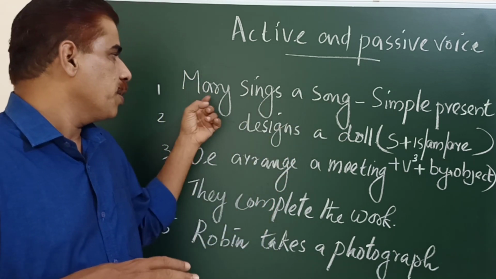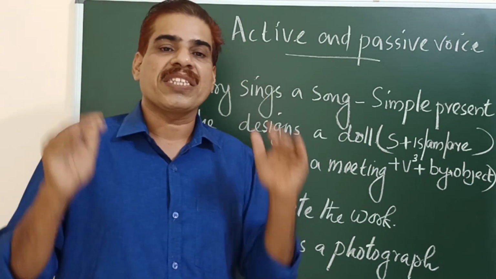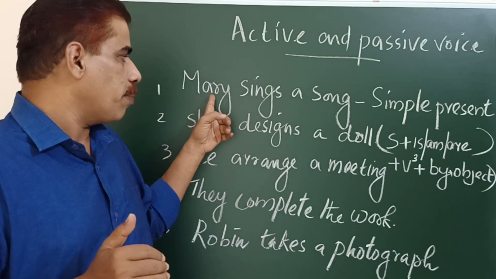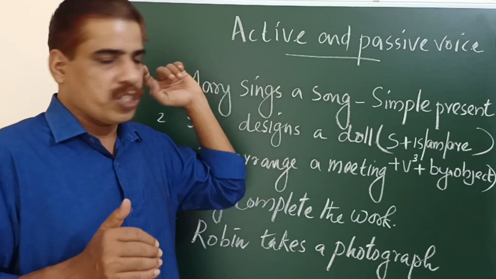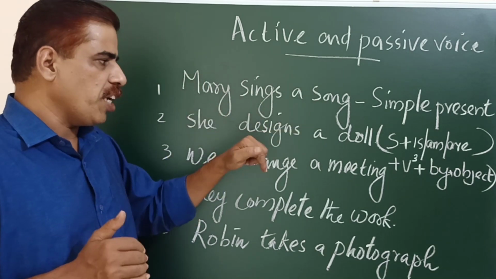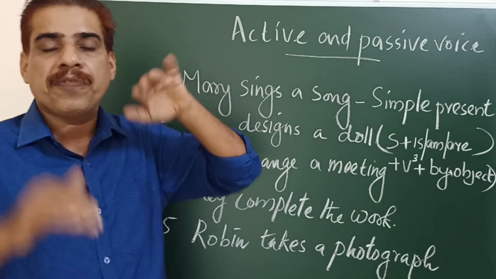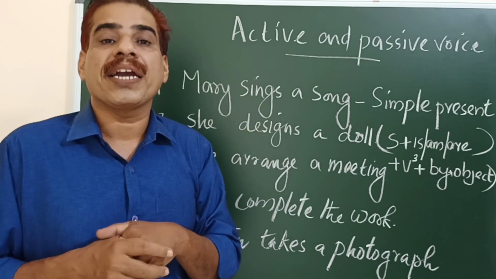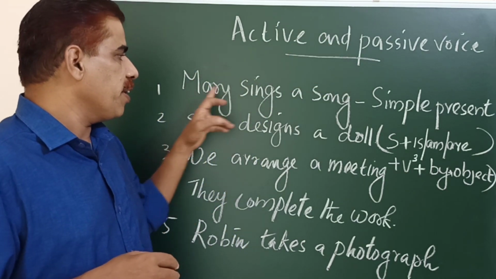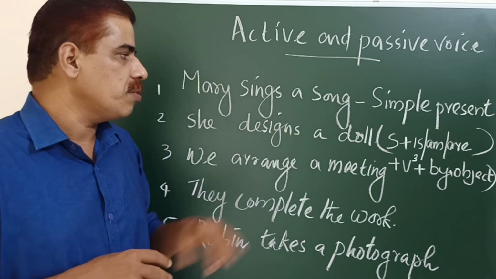I have written here: Mary sings a song. That's simple present tense. Here subject, verb and object. How to change? Subject will change into object. Before the object we will use by.